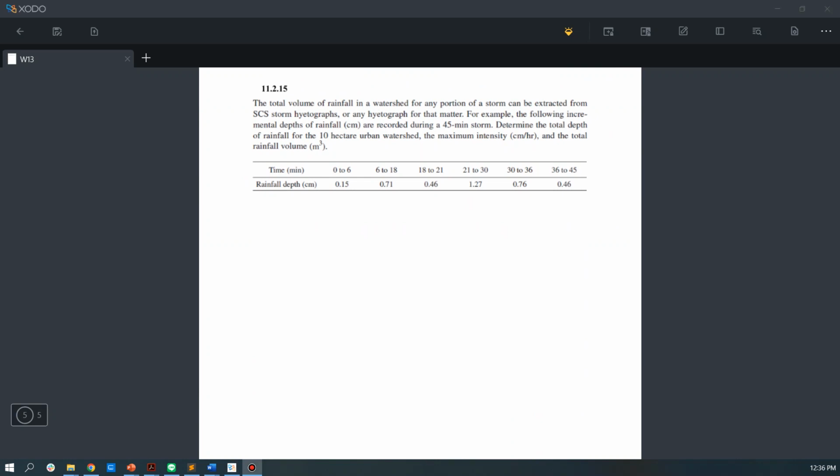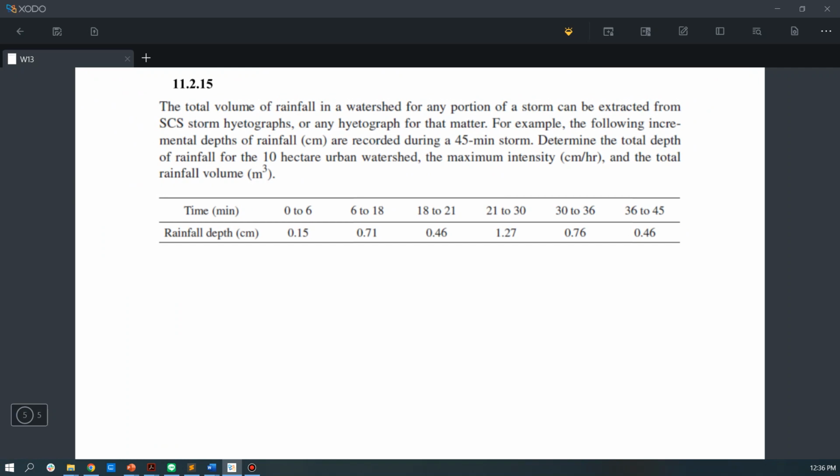Okay, let's look at the last problem for this week. So now we have a rainfall event shown in this table, and the problem asks us to determine first the total depth of rainfall for this 10-hectare urban watershed, and second, we want to determine the maximum intensity. And the last information we need to calculate is the total rainfall volume. Okay, let's do this one by one.